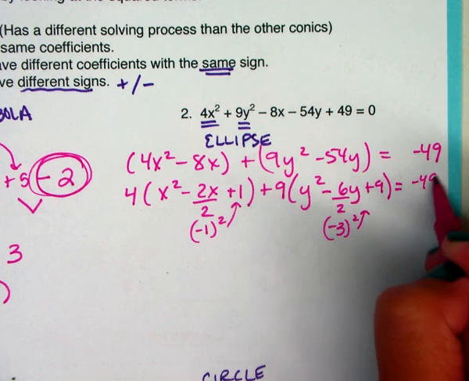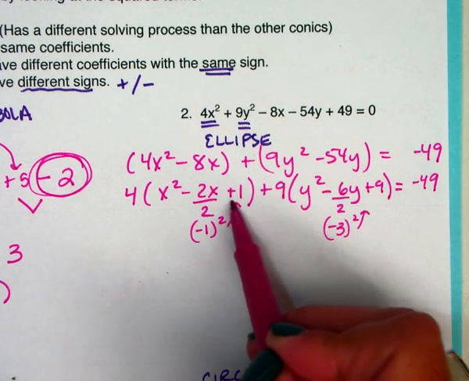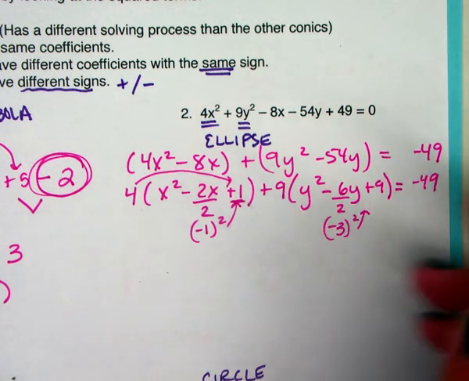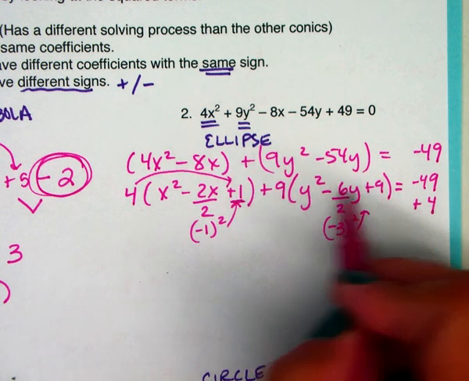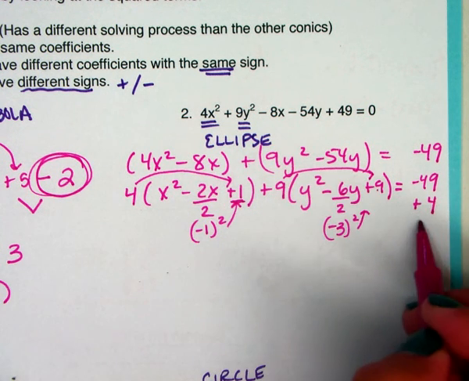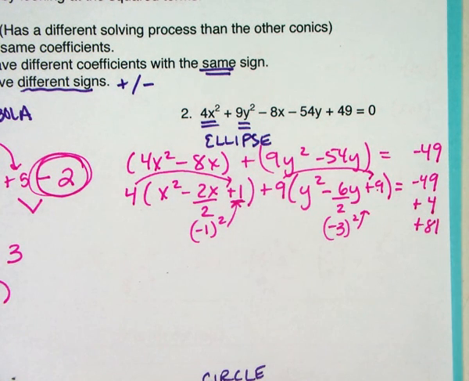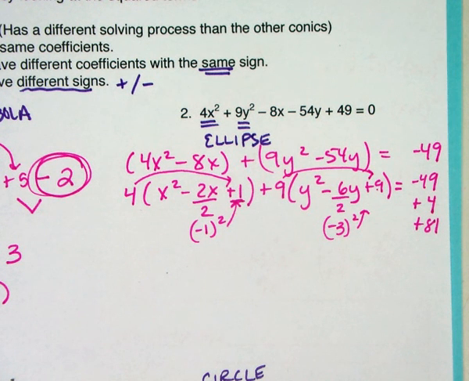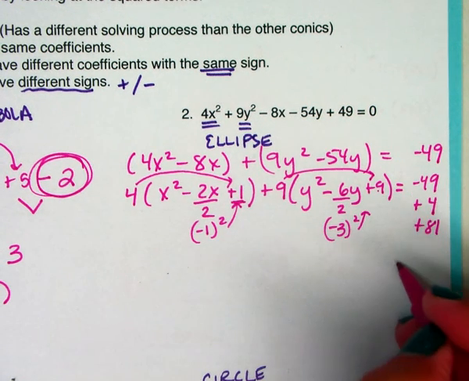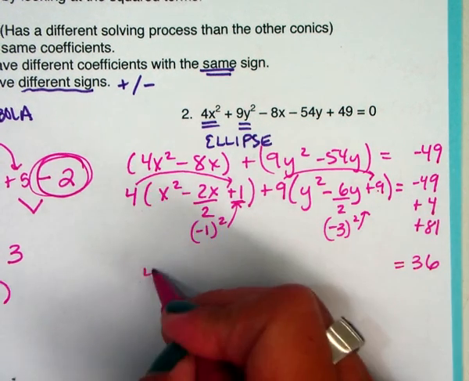So over here, what should I add? Well, remember, it's not just a 1 that I'm adding, it's 4 times 1. So I add 4. Not just a 9, it's 9 times 9, which is 81. Okay, so negative 49 plus 4 plus 81 gives me 36, which I like.